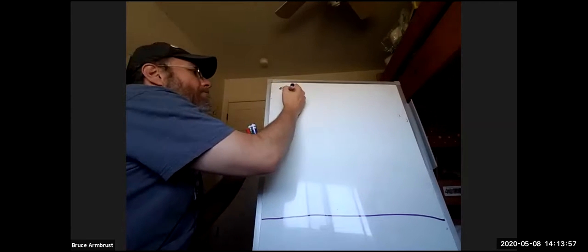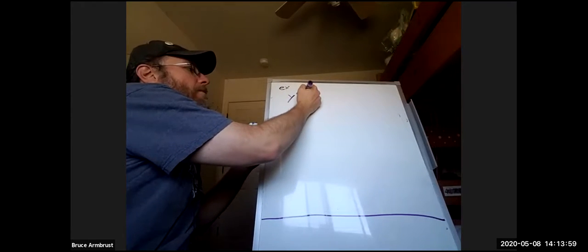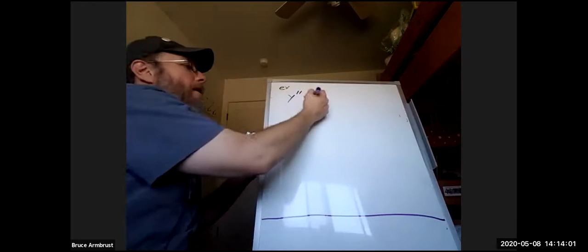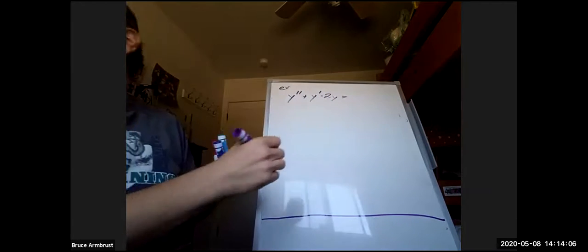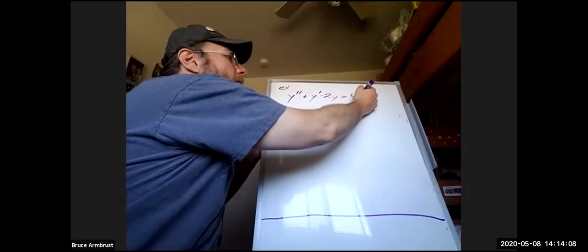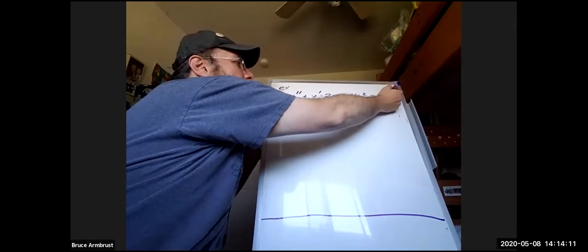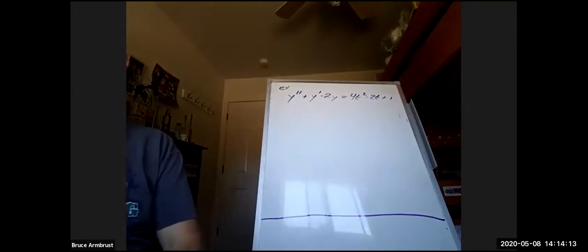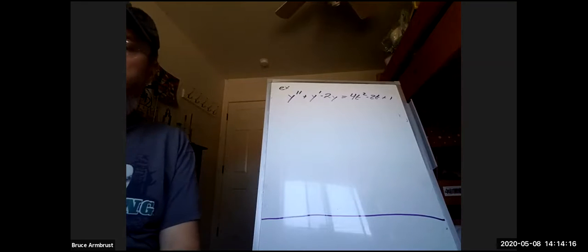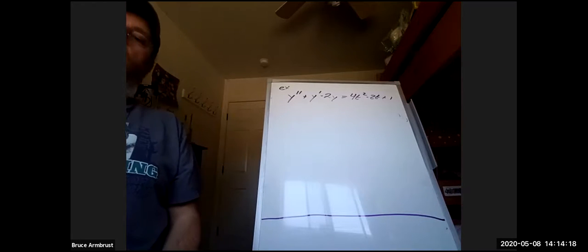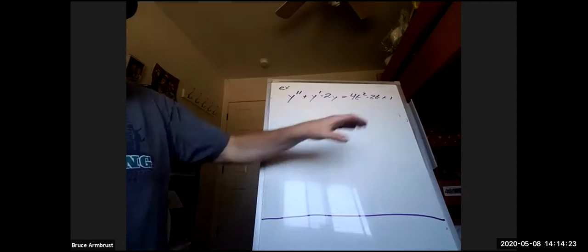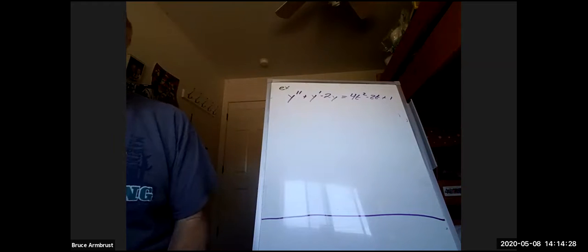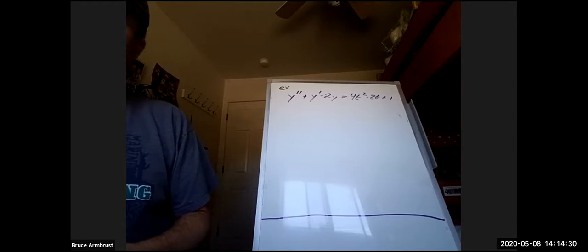So here's another one. Let's say we're looking at y double prime plus y prime minus 2y, and this is going to equal 4t squared minus 2t plus 1. So a little more complicated, but not terrible. You compare this to the example we just did. Well, instead of having a constant, we've got a polynomial. But other than that, it's the same.